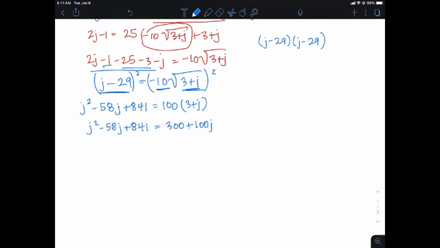Now I'm going to pull everything to the left-hand side, because most of my terms are already over there. So j squared minus 58j minus 100j plus 841, subtract 300 equals 0. So we're still ending up with a quadratic. We just had an extra set of steps because we needed to go through our squaring both sides process twice. So we would have plus 541 equals 0.